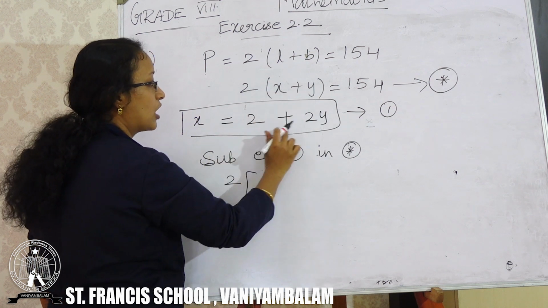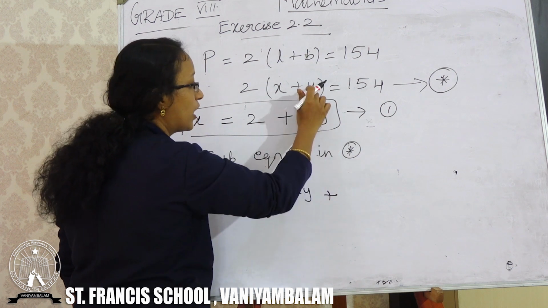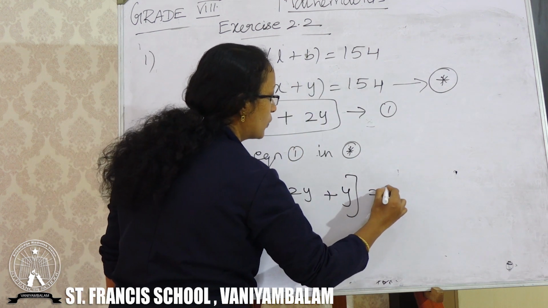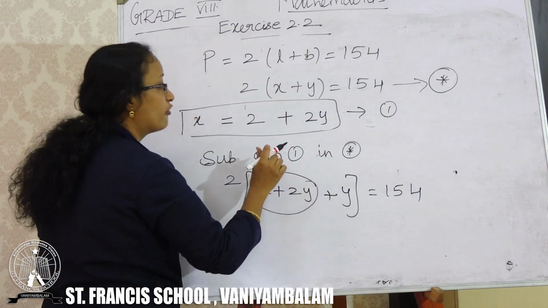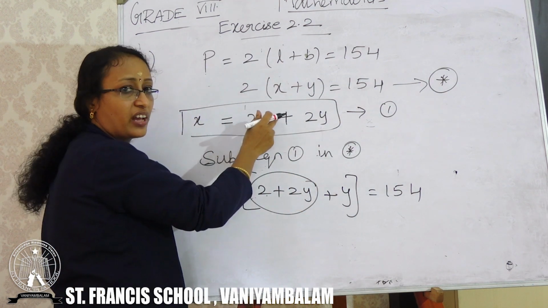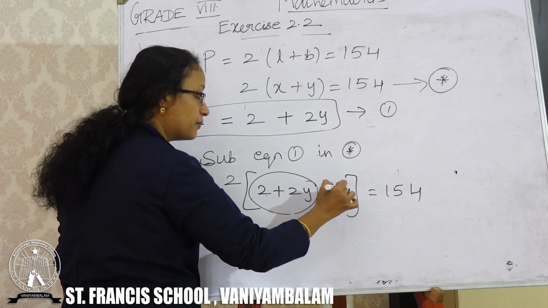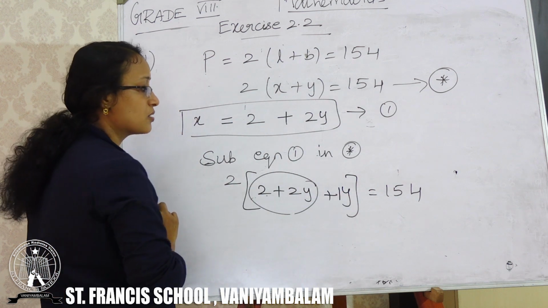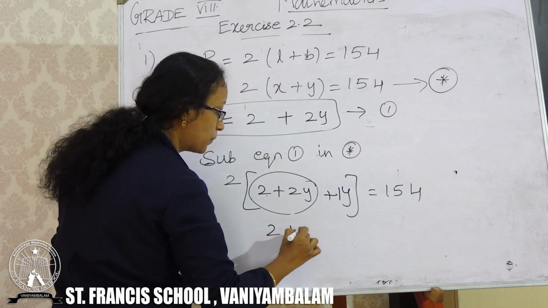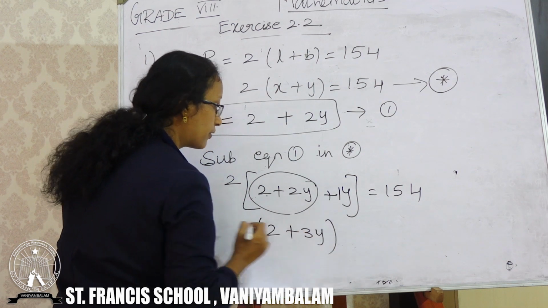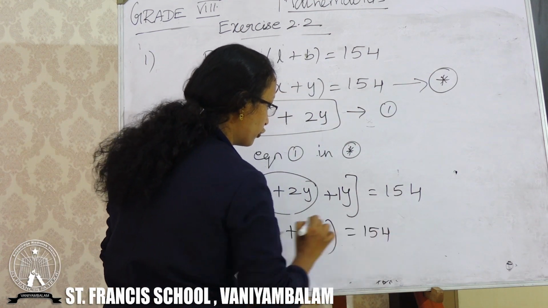What is the x value now? 2 plus 2y. So 2 plus 2y plus you have already y here is equal to 154. How you got this 2 plus 2y? Instead of x, I am going to replace the value of x. What is the x value? 2 plus 2y. So you can add this. Coefficient of y is 1. And 2 plus 2y plus y is 2 plus 3y. Right? And 2 you have in the brackets is equal to 154.